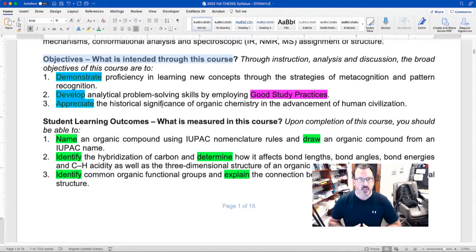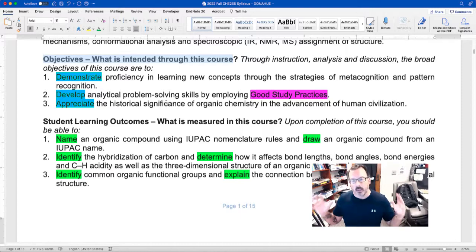So demonstrate proficiency in learning a new concept through strategies of metacognition and pattern recognition. So what is metacognition? It is how you think about how you think. And really, it's a self-check. You know, when you're thinking, when you're learning something, you ask yourself, am I really understanding this? And so you really need to probe your own learning. So develop analytical problem-solving skills by employing good study practices. So are you putting not only the time necessary into studying, but are you using that time wisely?